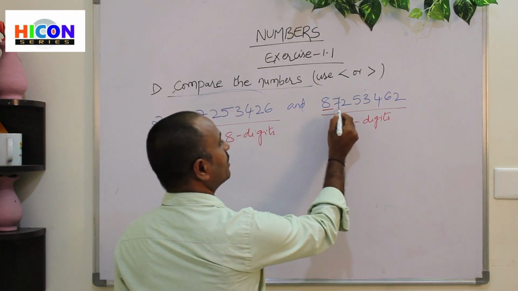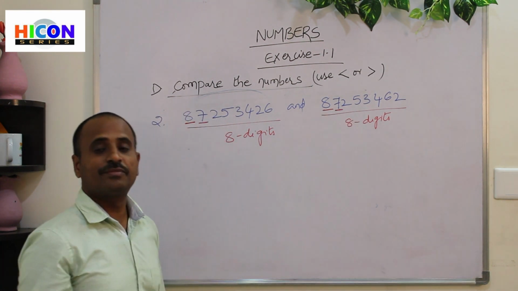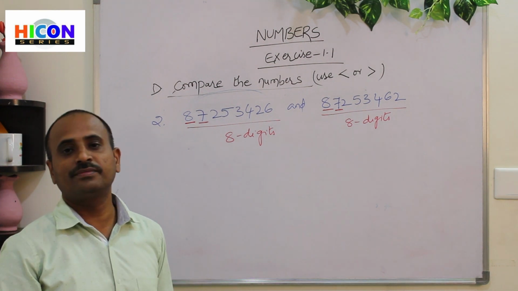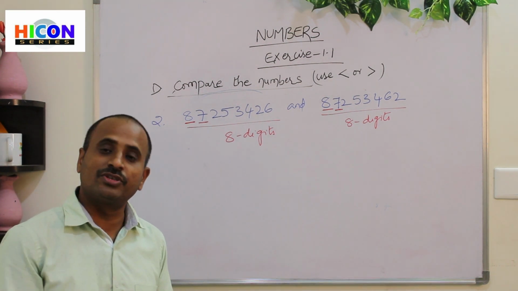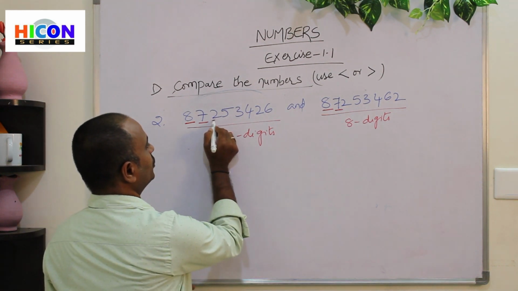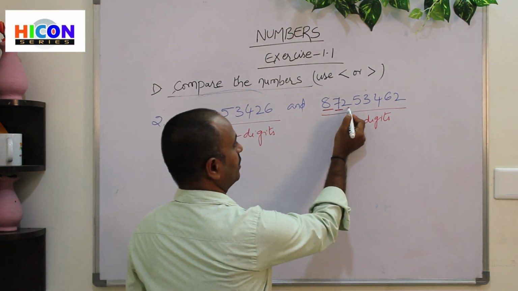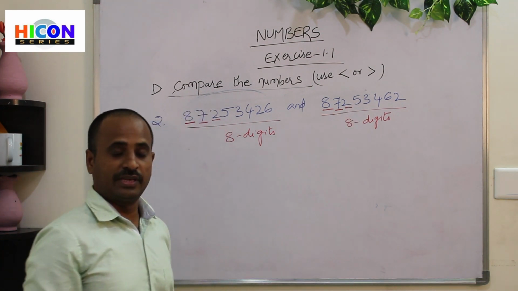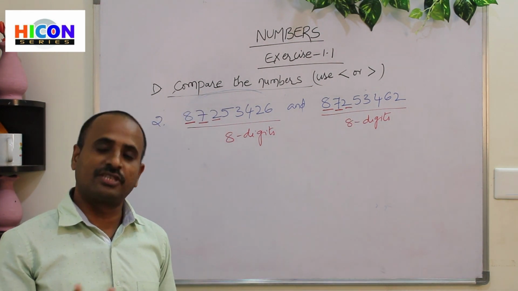In the second number, the second digit is also same. Here the second digits are also same. If the second digits are also same, then go to third digits. So here the third digit is 2. In the second number, the third digit is also 2. So here the third digits are also same.